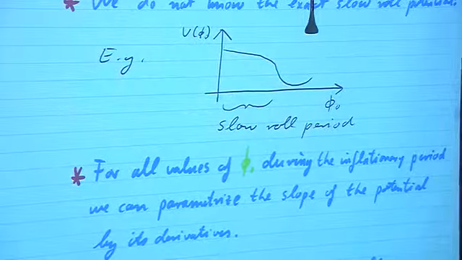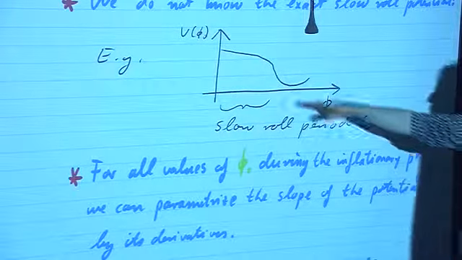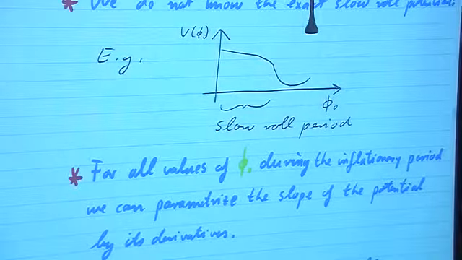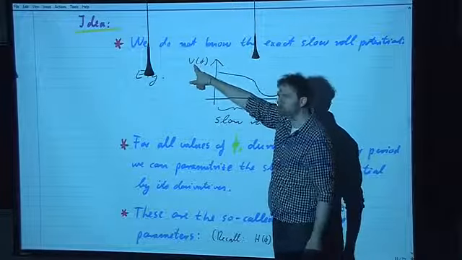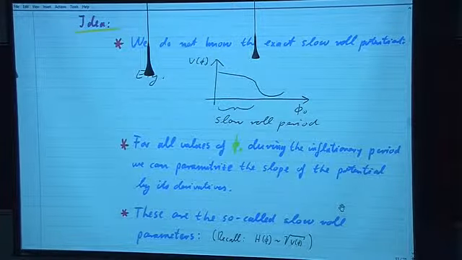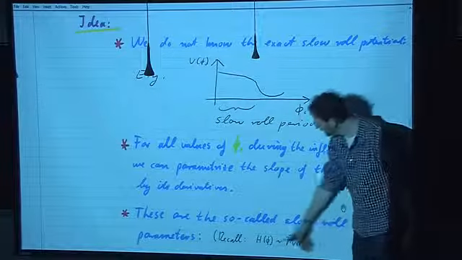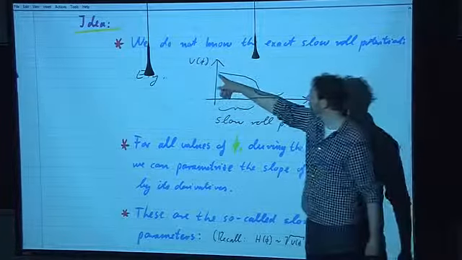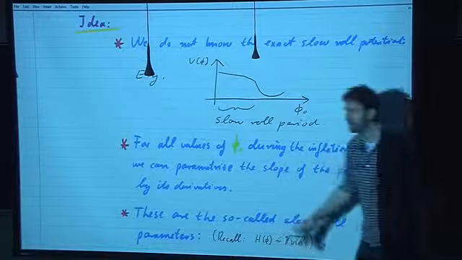So for all values of the bulk field phi naught during the inflationary period, we can parameterize the slope by its derivatives. And these are the so-called slow roll parameters. And by the way, remember that the potential V directly translates through the Einstein equation into the Hubble parameter. Namely, H is the square root of V. So whether we talk about the slope of V or the slope of the Hubble parameter is really the same thing.